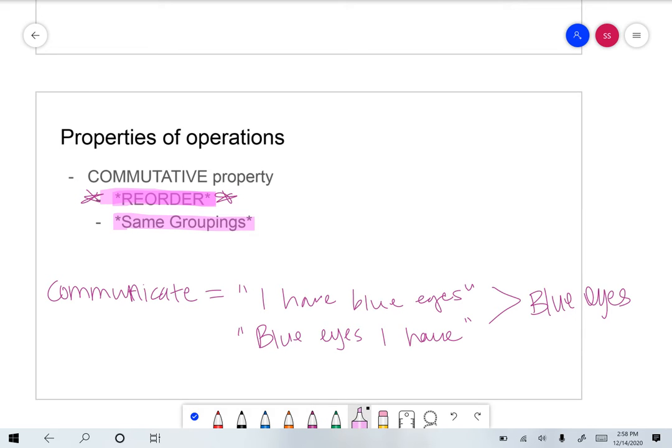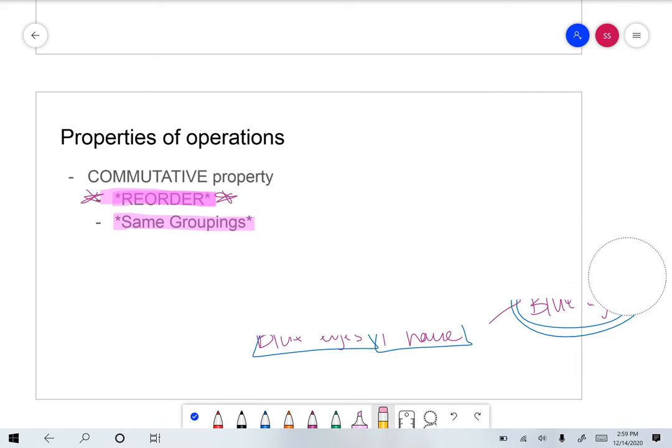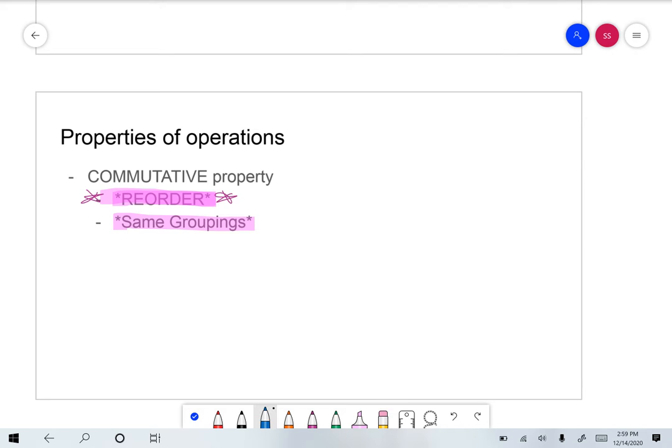But you'll notice that we actually rearranged these words, right? I have and blue eyes were swapped, right? Blue eyes first, then I have, okay? So think about commutative property as essentially the same thing. We can reorder numbers, or in this case, phrases, but the meaning or the solution will still be the same. Okay, so there's a good way to remember commutative property.